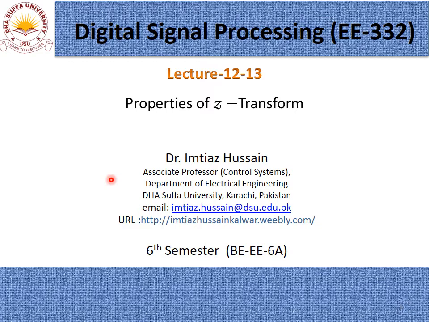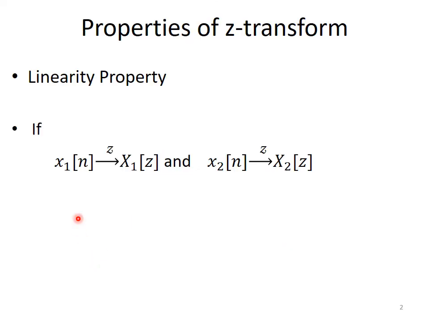Hello students, in the last lecture we discussed the Z transform of signals, and in this lecture we are going to discuss the properties of the transform, which are very useful in finding the Z transform when signals are more complicated. So the first property that we will discuss is the linearity property.